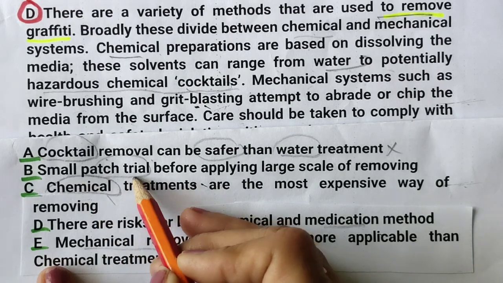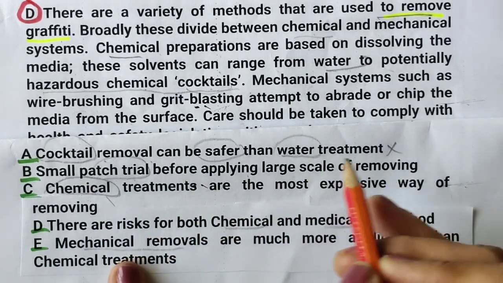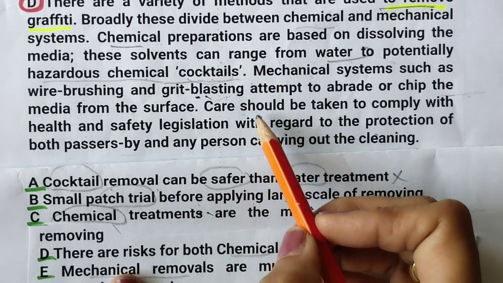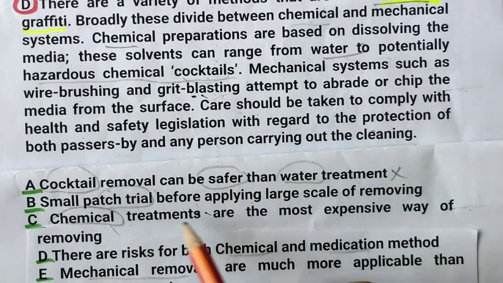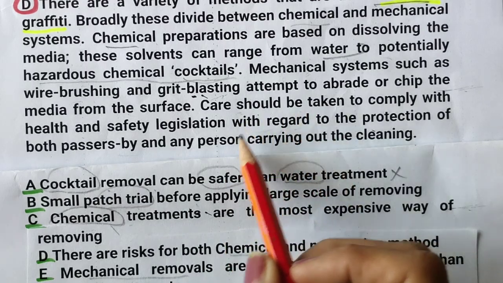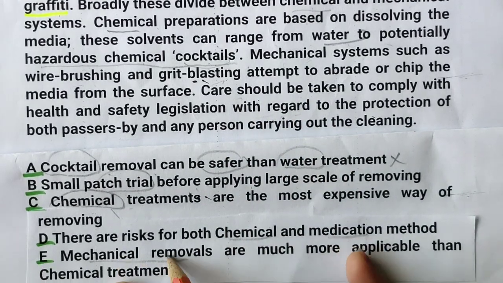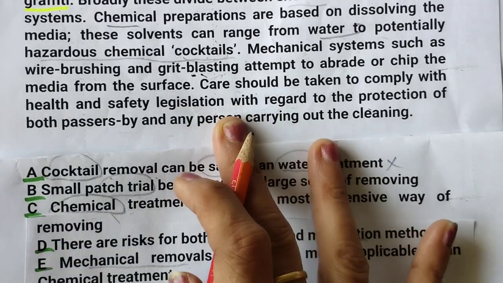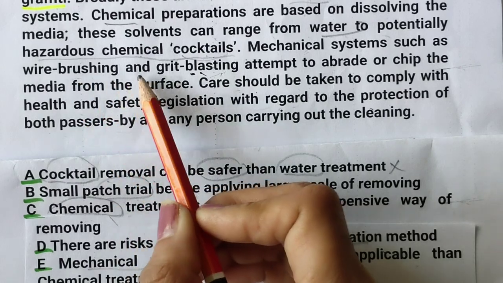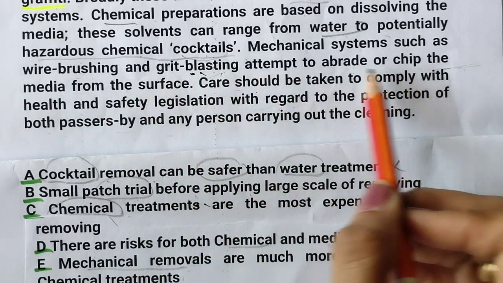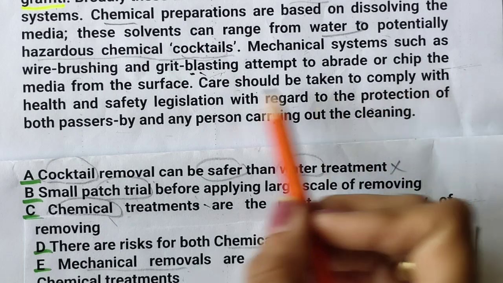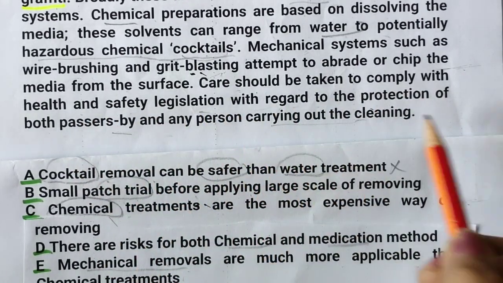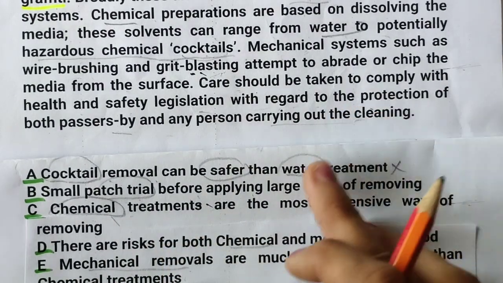Okay, next, small patch trial before applying large scale of removing. So here they are talking, so small patch trial in this paragraph, nothing is there. So mechanical word is there. Chemical treatment, mechanical. Mechanical removals are much more applicable than chemical treatment. So here also some comparison. Mechanical systems such as wire, grit, blasting attempt to abrade or chip the media from the surface. Care should be taken to comply with health and safety legislation with regard to protection of both passers-by and those carrying out cleaning. Okay, so nothing is matching with any of this.